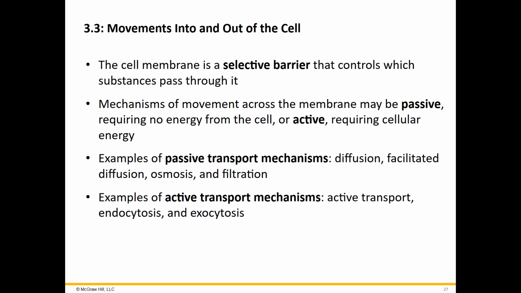If it's active, it's our only method of going against the gradient. So if there's a lot on the outside and little on the inside, but it's stuff that we don't even want on the inside, we use ATP to commit active transport and push stuff from a low concentration to a high concentration, to kick that stuff out of the cell or to pull it in. There's a couple examples of each. Our passive transport mechanisms are diffusion, facilitated diffusion, osmosis, and filtration. Our active transport mechanisms are simply active transport, endocytosis, and exocytosis.